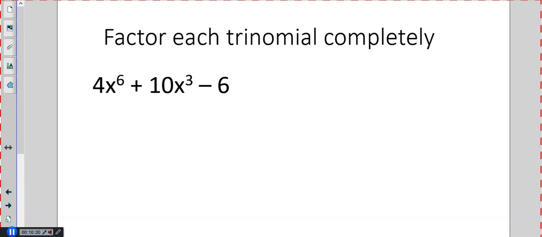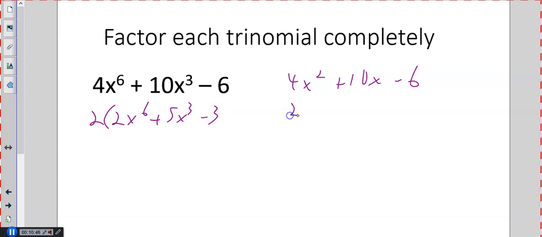All right. Similar idea here. We're going to factor this the same way as if this was 4x squared plus 10x minus 6. First thing we're going to do is take out the common GCF, which is 2. So that's going to make it 2 times 2x to the 6 plus 5x cubed minus 3. Same thing over here would be 2x squared plus 5x minus 3. So let's back up and do it the old way.